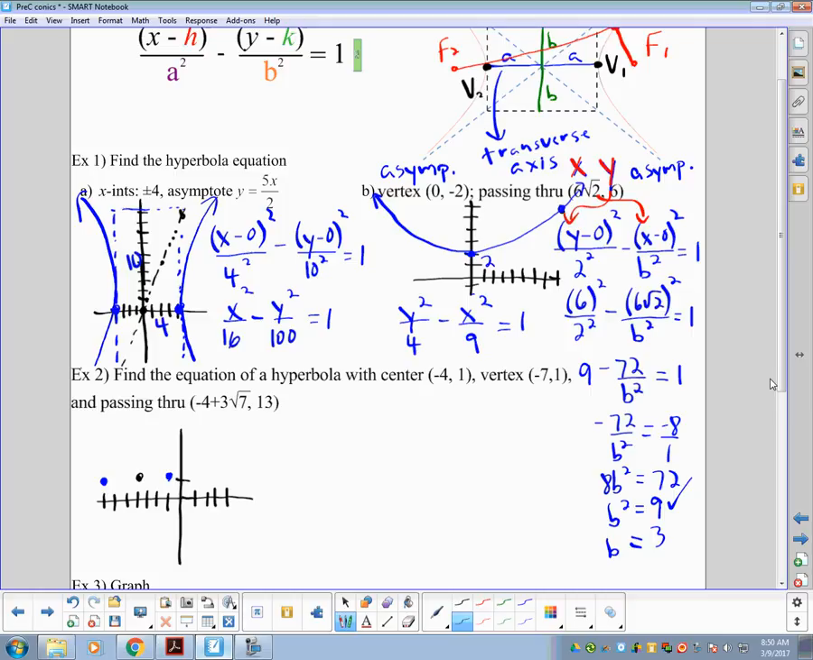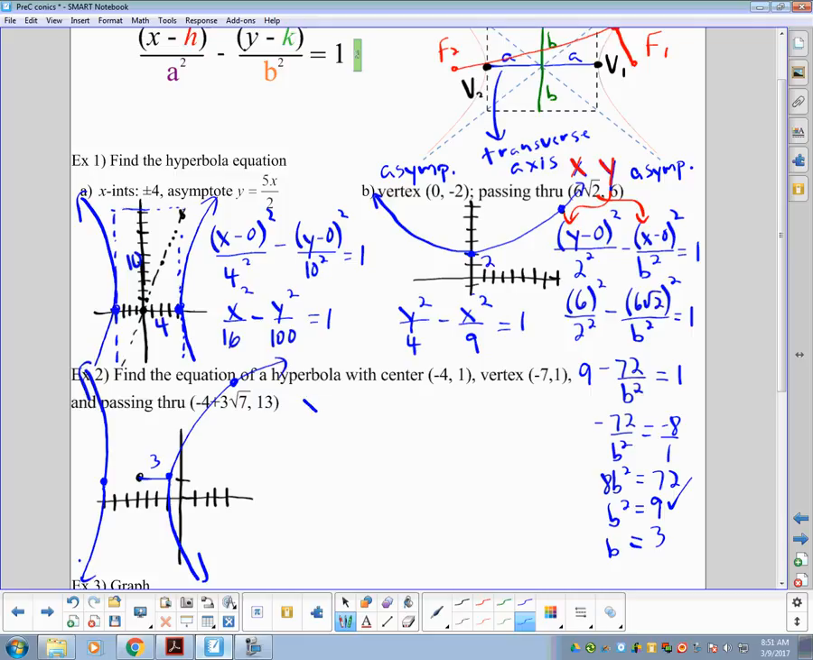And way up at 13, way up here, we have that point. So we'll go like this. Okay, so there's just a rough sketch of what this thing looks like. Just a rough sketch. Opens left, right. It's got vertices at -7, 1, and also at -1, 1. That means that a is 3.